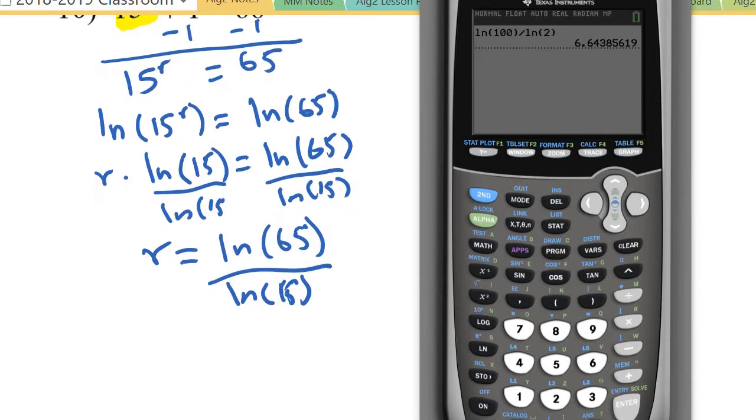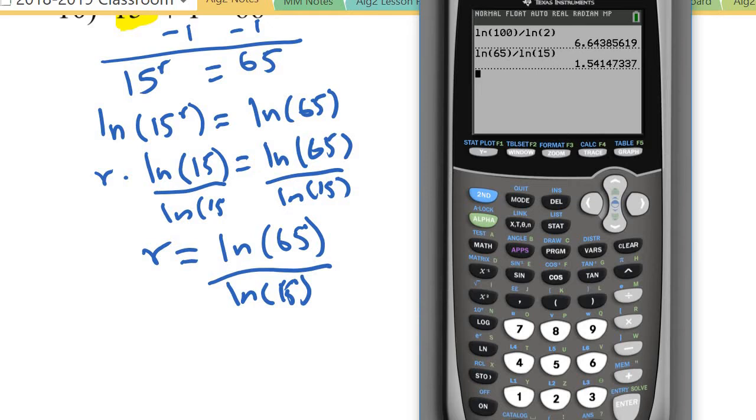If I want an approximate value, I need to go ahead and use my calculator one more time. I have my calculator over here. I just do ln of 65. Let's see if the light can come on a little bit more with the calculator. Okay, maybe you can see more. And then divided by ln 15, and press enter. That's all there is to it.